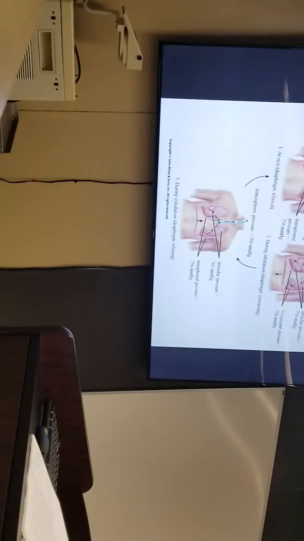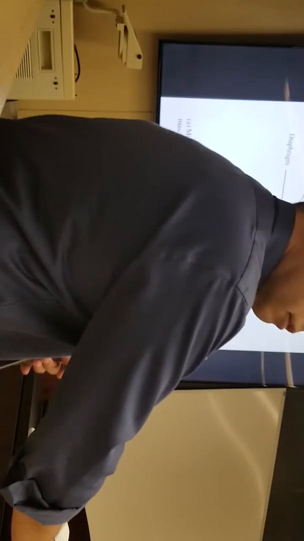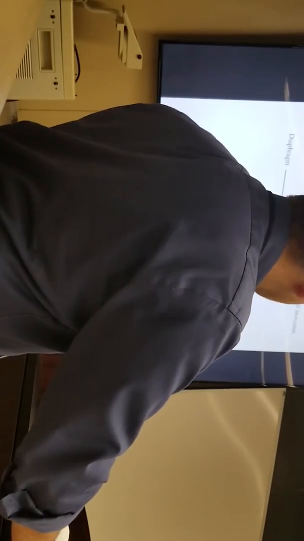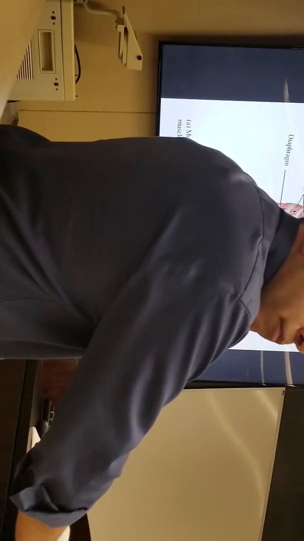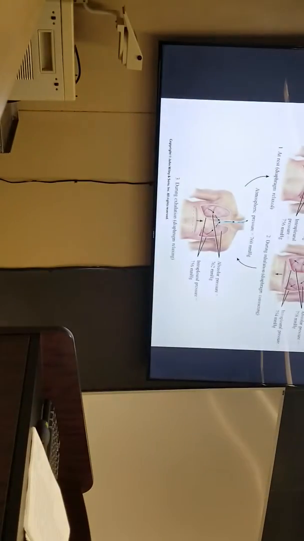How do you get water out of a sponge? You squeeze it, right? And then all the water comes out. How do we get air out of our lungs? We don't want to squeeze them, but we want to put some pressure on them to expel the air. So it involves muscle contraction, which changes our volume, and it involves pressure changes as well.